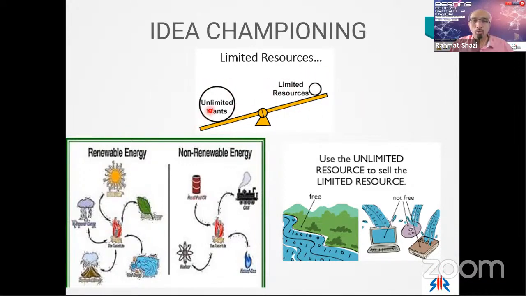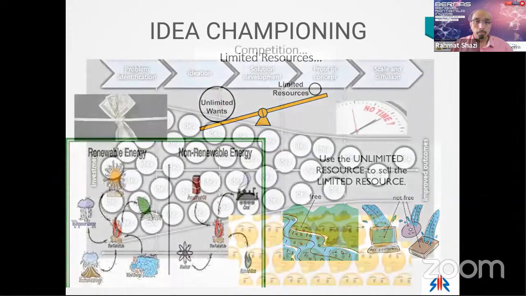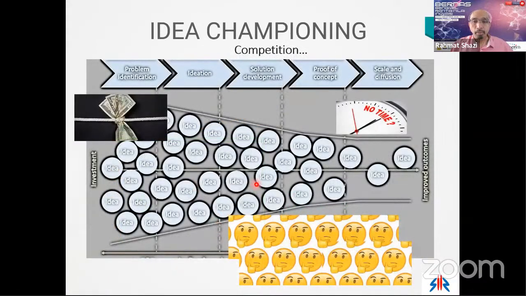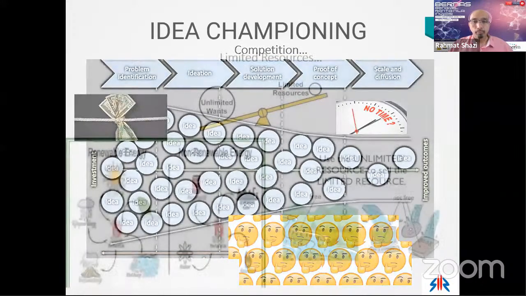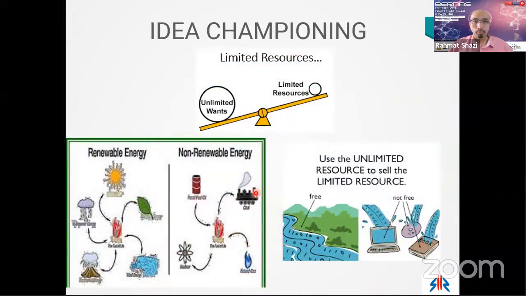So how do we actually make sure that ideas that you have, some of you in engineering, some of you in life sciences, some of you in business management, IT, how do you convince people that our ideas should be selected from the bulk of other ideas? Yeah? So we need idea championing. We need idea championing.